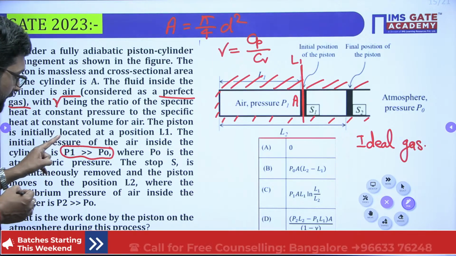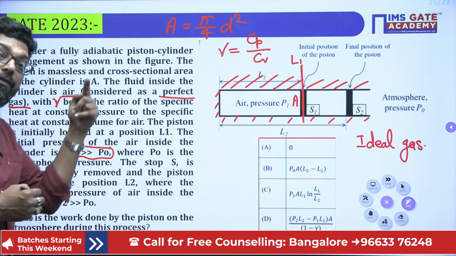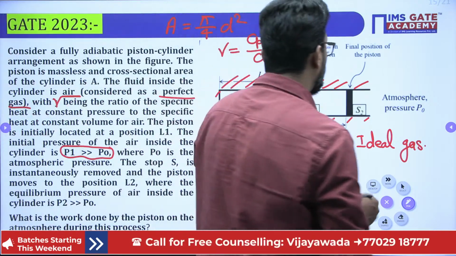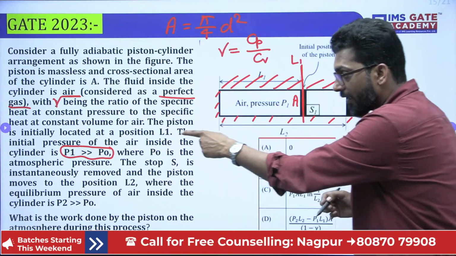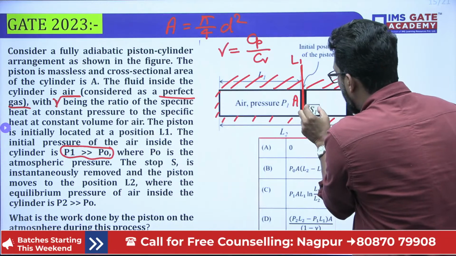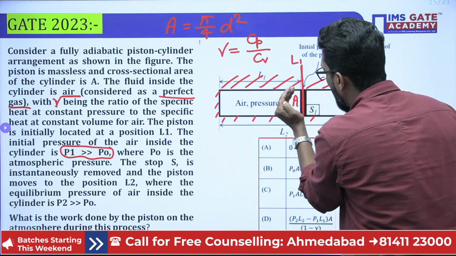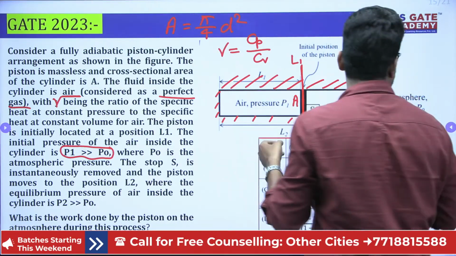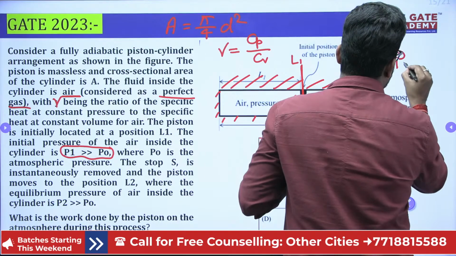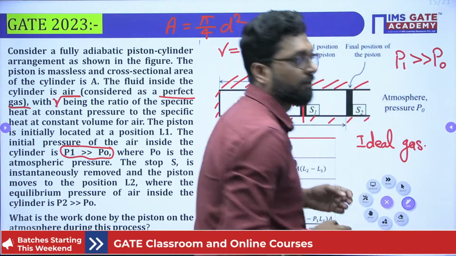It is said that the inside pressure is very, very high as compared to atmospheric pressure. That means there must be a stopper, and this stopper doesn't allow the piston to move further. Why? Because the inside pressure is very high. That means P1 is very much greater than P0, the atmospheric pressure, initially.